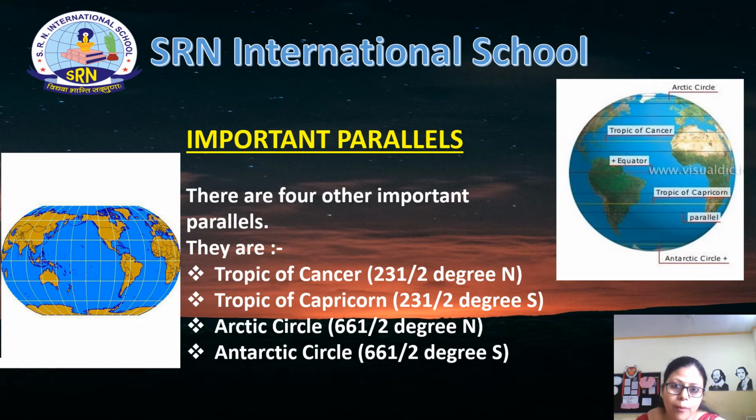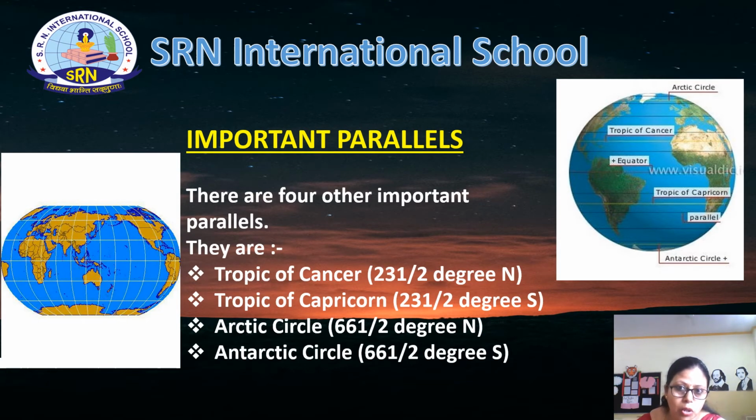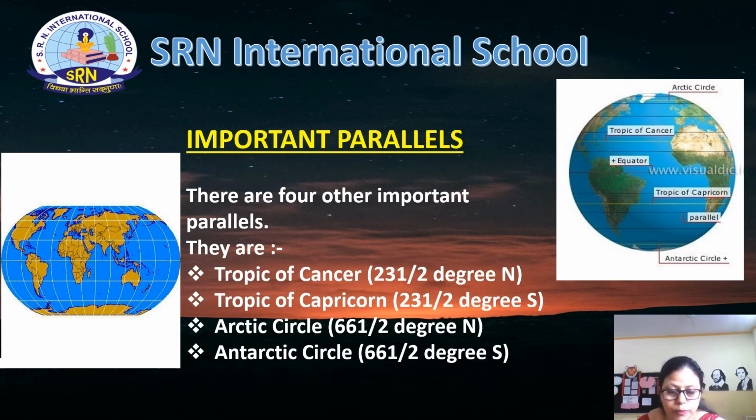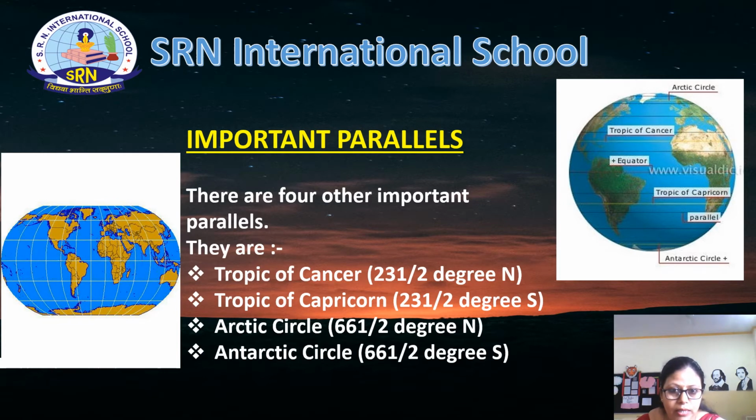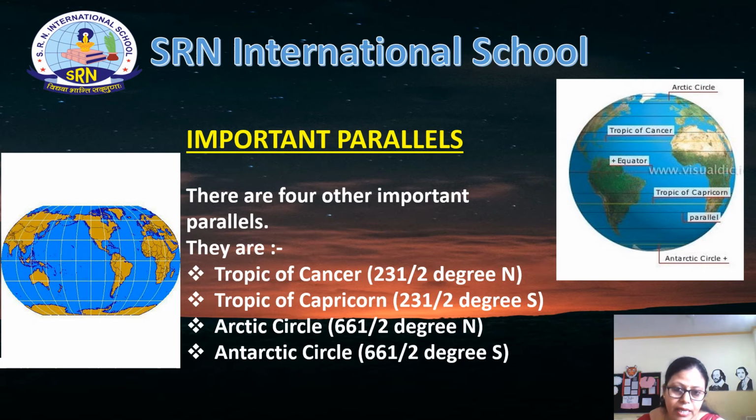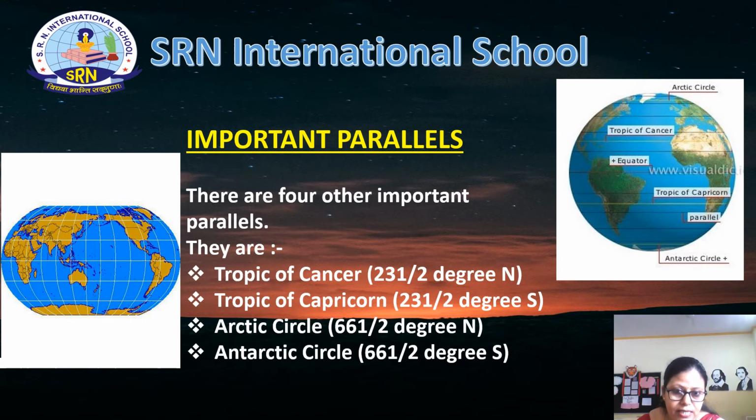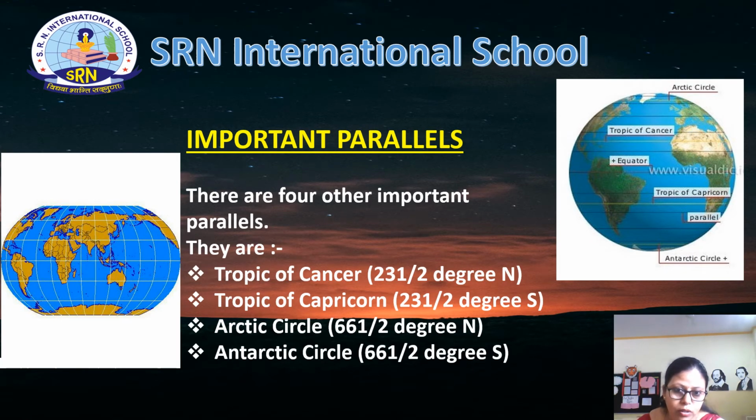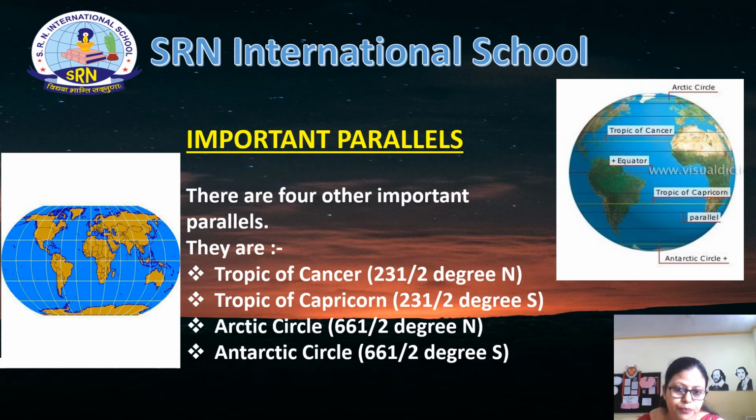Already you know about the equator, the North Pole and the South Pole. There are four other important parallels. They are Tropic of Cancer, Tropic of Capricorn, Arctic Circle, Antarctic Circle.